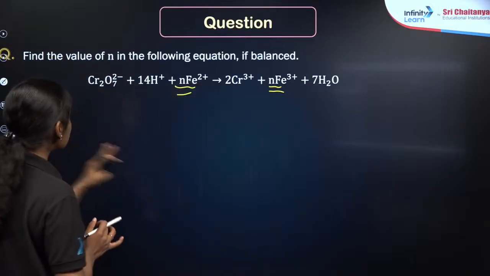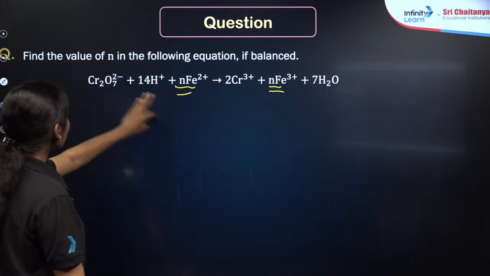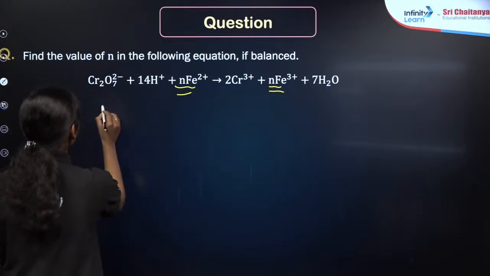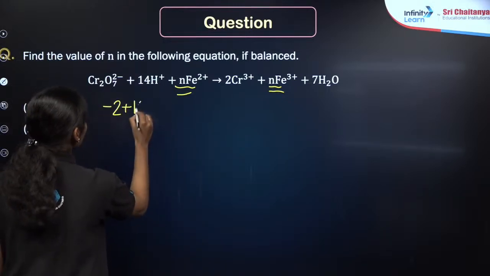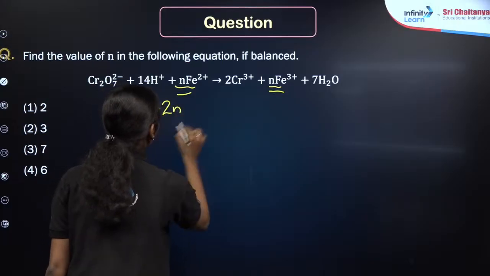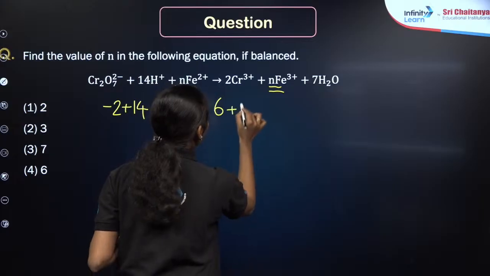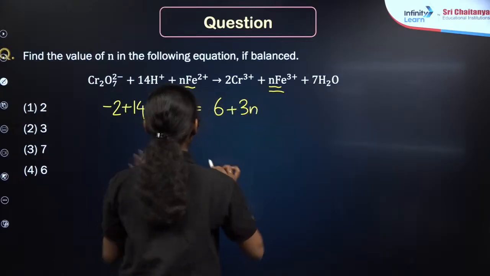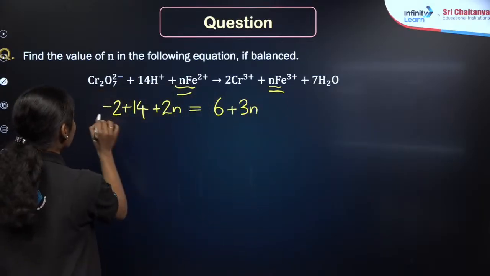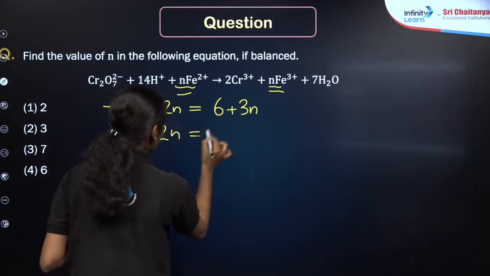Okay, this is the balanced equation. So you can say that charge should be balanced, right? So if you are finding the charge here, it is minus 2 plus 14 plus 2n, right? That is equal to 2 into 3, 6, plus 3n plus 0, right? So whenever we are adding here 14 minus 2, it is 12 plus 2n is equal to 6 plus 3n.